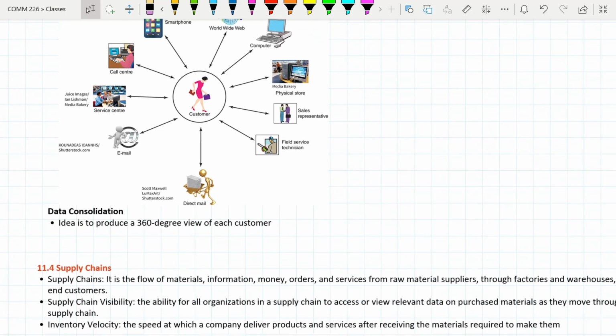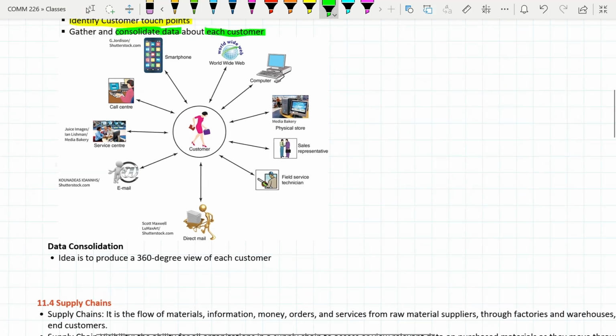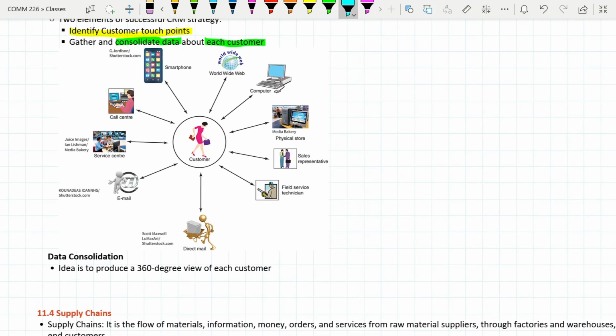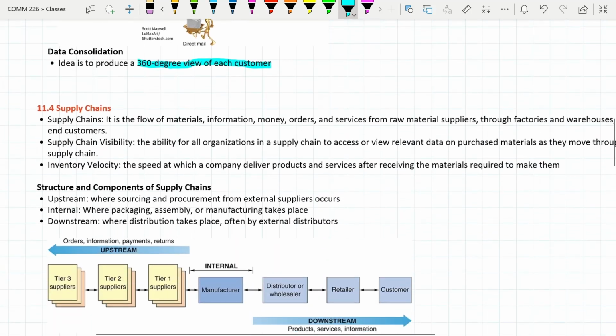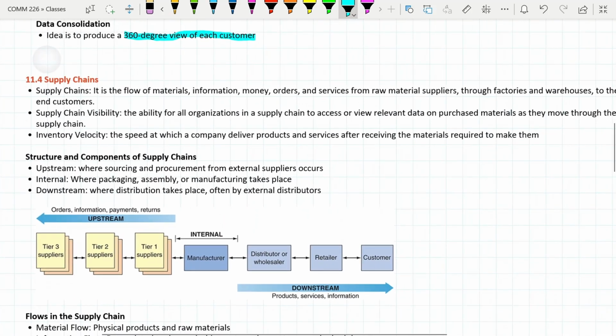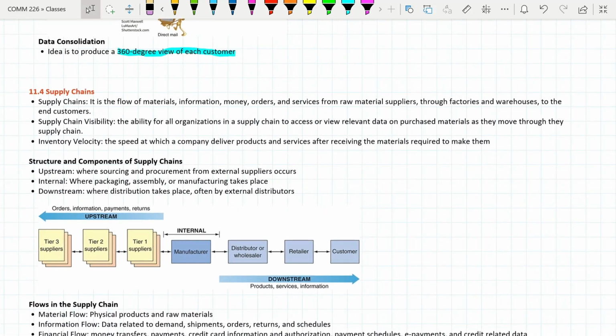So data consolidation, the idea is to produce a 360-degree view of each customer. This is what the diagram on top is representing. So let me just see. Here we're just skipping to 11.4 because the rest weren't as important.